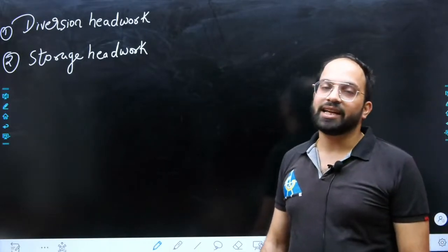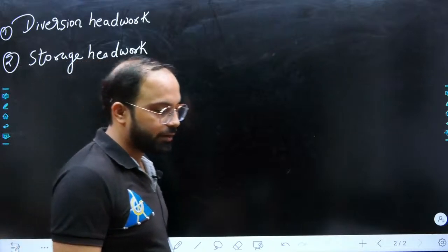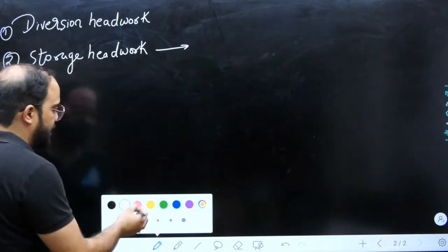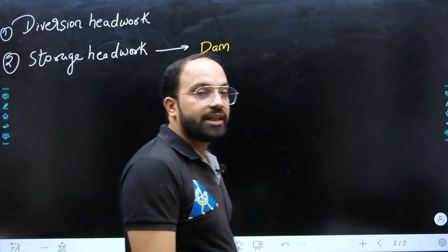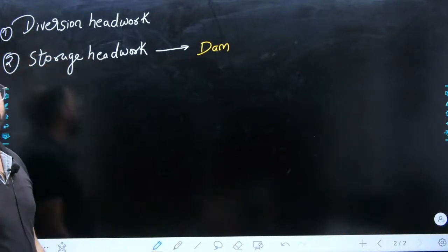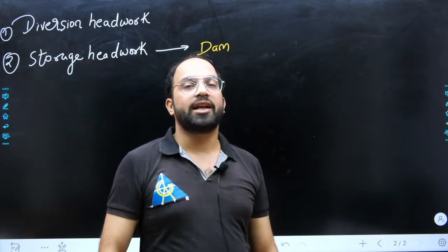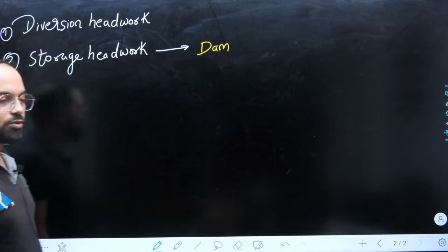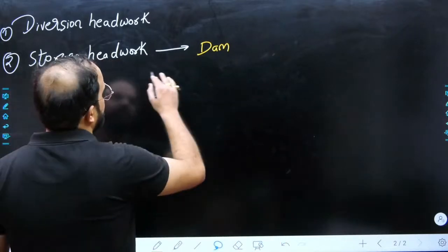So, what is head work? As I told you when I was explaining the syllabus, very good Aman, the example of storage head work is a dam. Here we have so many multi-purpose uses. Storage head work gives you multi-purpose use. With the help of storage head work, you can store the water, you can divert the water to a canal, and you can generate electricity and so on. But the main aim of diversion head work is to divert the water from a river to a canal. So we are mainly focusing on diversion head work.